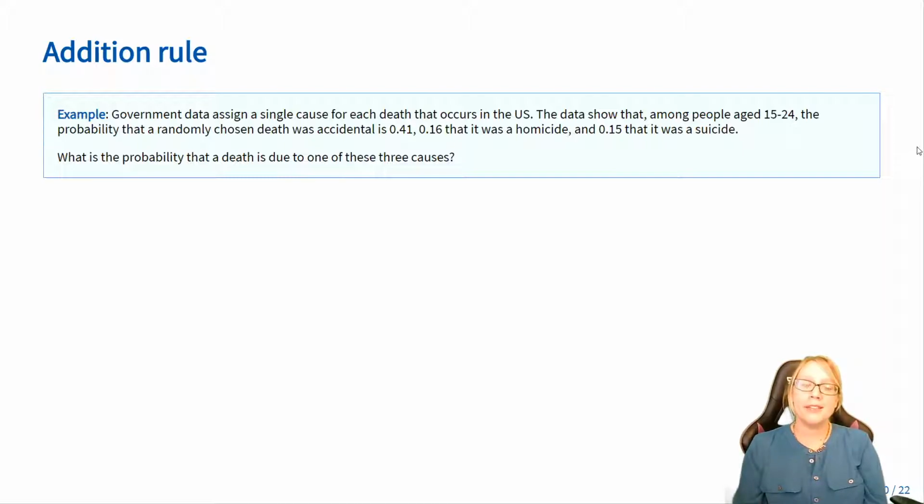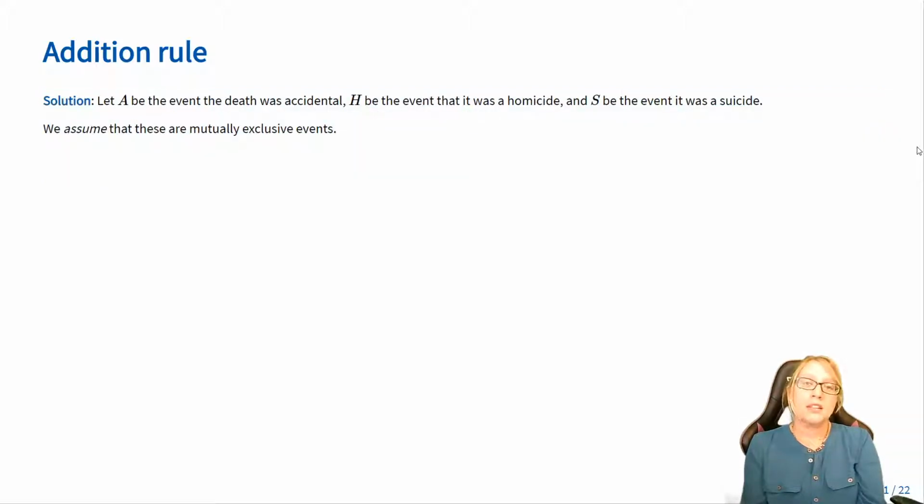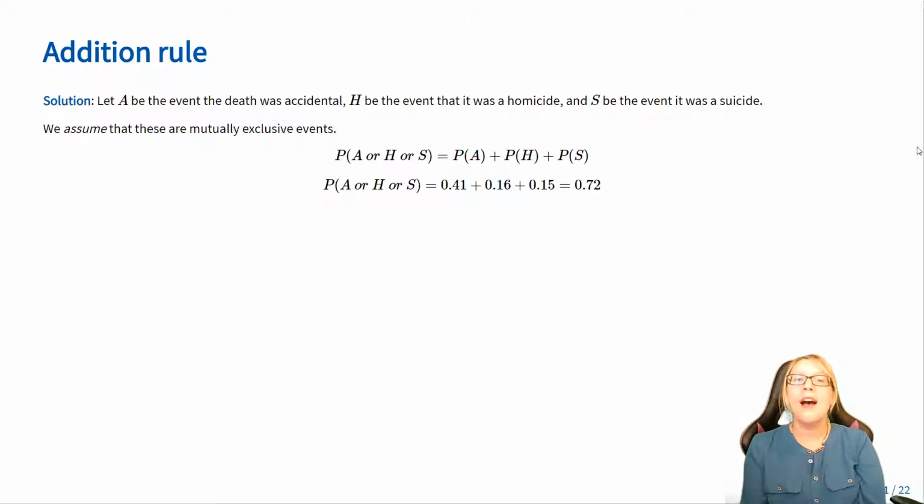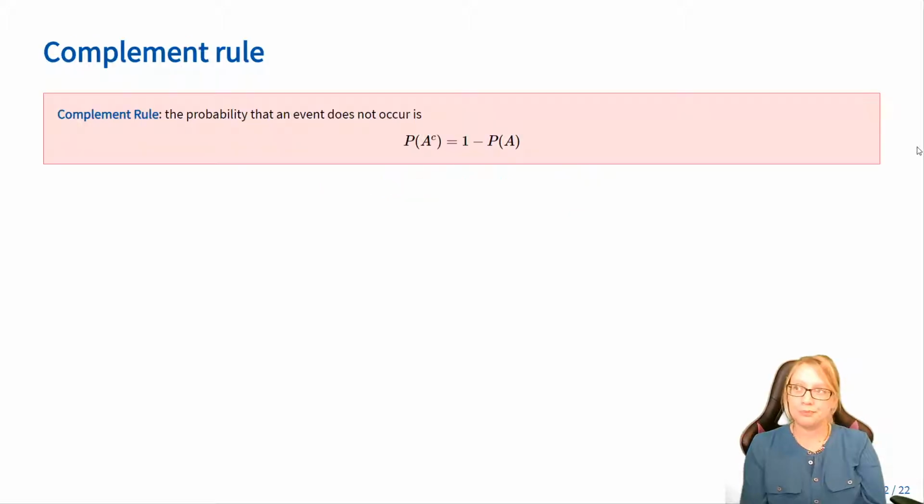Let's find the probability that in this age range, the death is attributed to one of these 3 causes. We'll assume that these are mutually exclusive events. We're assigning a single cause of death. There's no overlap. If that's the case, we can use the addition rule and just add up these probabilities. So the probability of A or H or S is the probability of A plus the probability of H plus the probability of S. Add those together, we get 72% or 0.72.